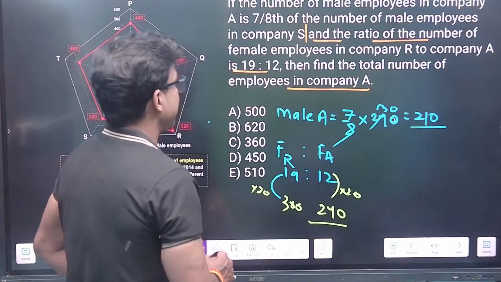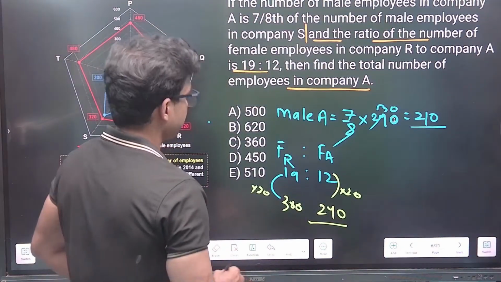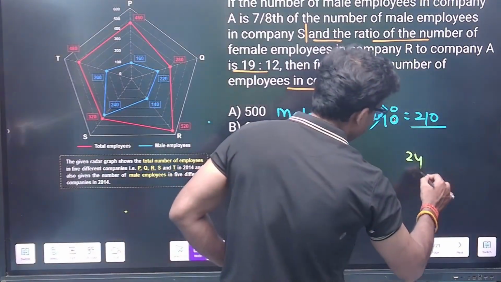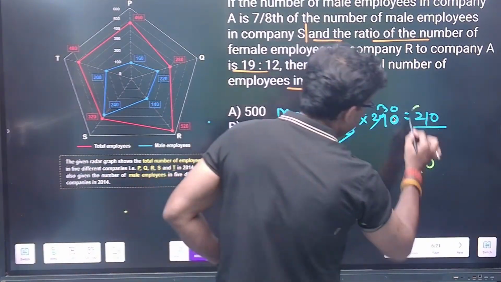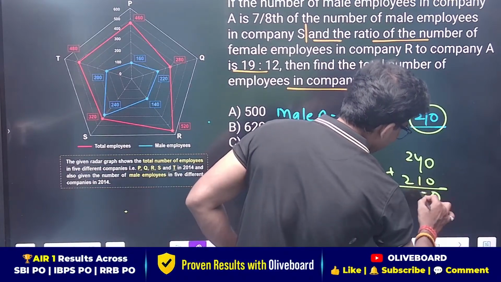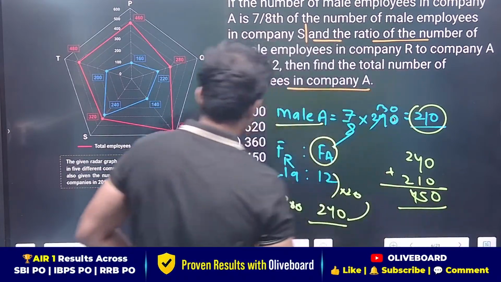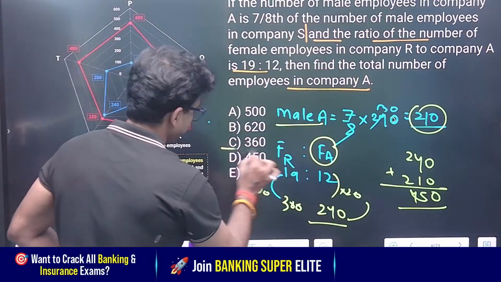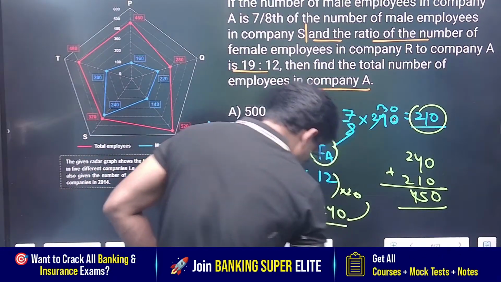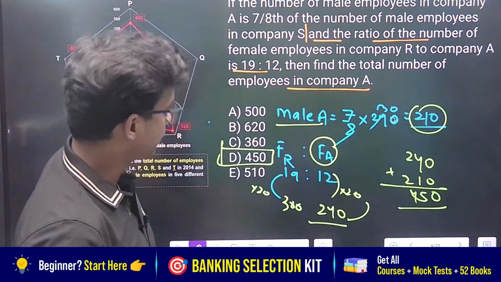They are asking to find the total number of employees in company A. So female employees in company A is basically 240, and the male employees in company A is basically 210. If you add this, you will get 450. The answer is 450, option number D. Please say understood. Not 210, it's 450. Understood everyone?